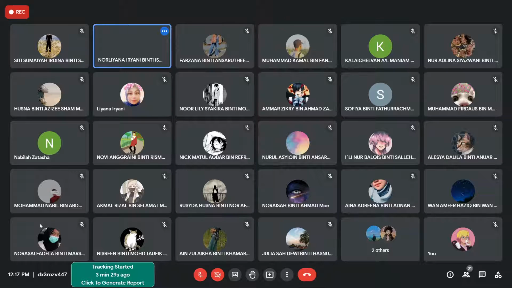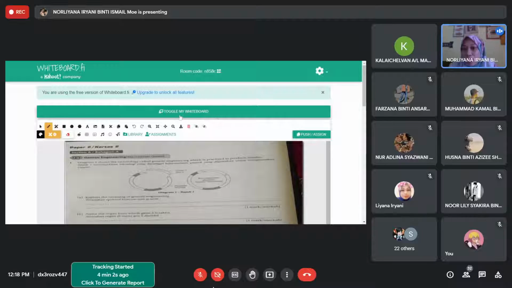Teacher, this one tak pernah guna. Kita pernah guna Jamboard, whiteboard tak. Jamboard pernah, whiteboard tak pernah. Oh, sekejap. I'm sharing my screen. Oh, toggle teacher whiteboard. Nampak dekat atas ni? Yes, kalau teacher punya, I have my whiteboard. So you have to toggle teacher's whiteboard.